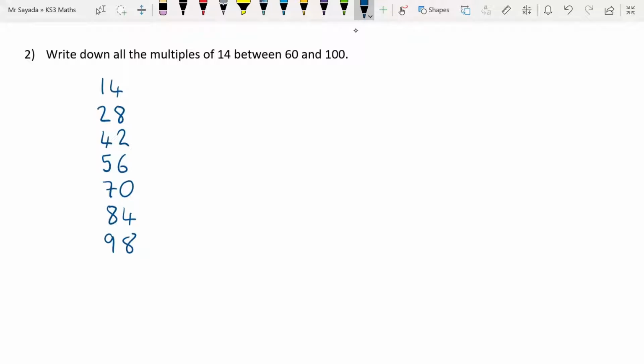All I need to do now is write down all of those multiples that are between 60 and 100. And hopefully you can see that those are 70, 84, and 98. So my final answer is 70, 84, and 98. Please mark and correct your work. Pause the video while you do that and press play once you're ready.